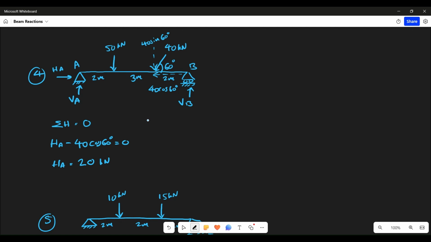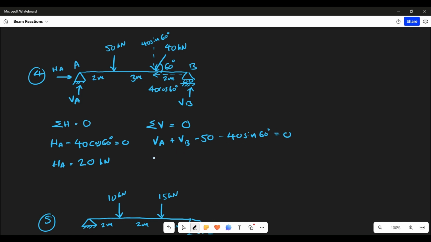Second, you will do sigma V is equal to 0. Now, let's equate the vertical forces here. First force is this VA, second is VB. Both are going upward, so we will write them as positives. So, VA plus VB minus 50 minus 40 sine 60. In the vertical component, you will only consider this sine one. So 40 sine 60 is equal to 0.